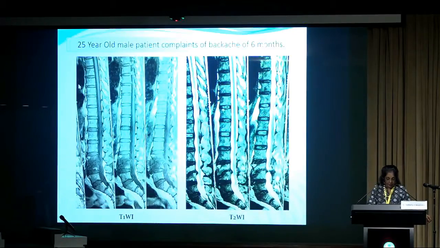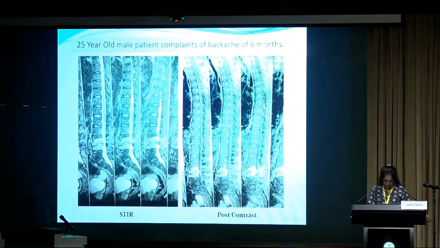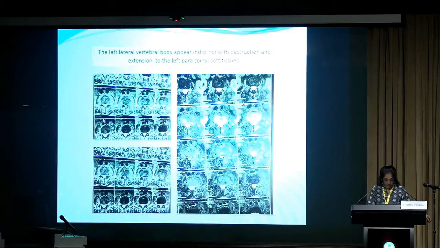This is another 25-year-old male patient who complained of backache for 6 months, and you can see L4, L5 changes here. This patient was treated for TB, and his PCR was positive. This is the same patient, the sequences, and this is the post-contrast imaging. The same patient has a left-sided soft tissue mass, cold abscesses, and destruction of the vertebral bodies.